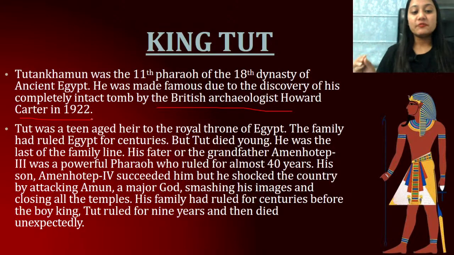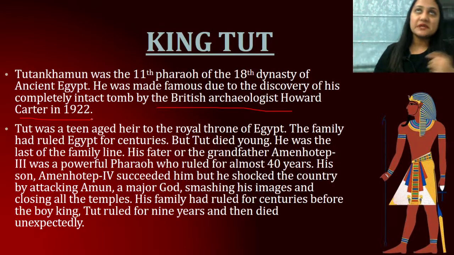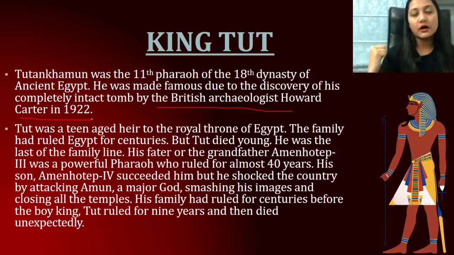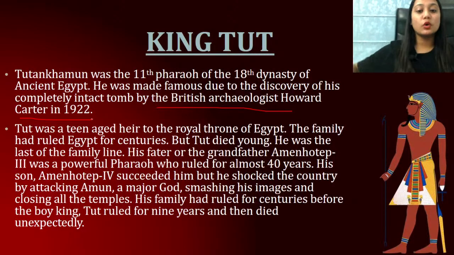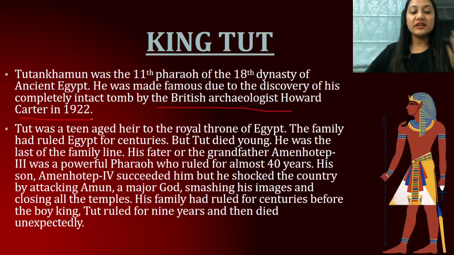Again guys, how can you remember Amenhotep IV? Keep recalling Aurangzeb of your Mughal Empire, how he brought shame on the whole Mughal dynasty. In the same way, Amenhotep IV brought shame to his own family name and to his own country. He is the one who attacked Amun, a major god, demolishing his images and closing all the temples. His family had ruled for centuries before the boy king.